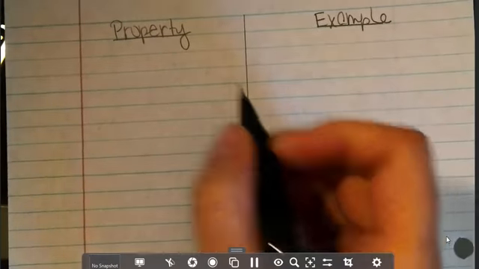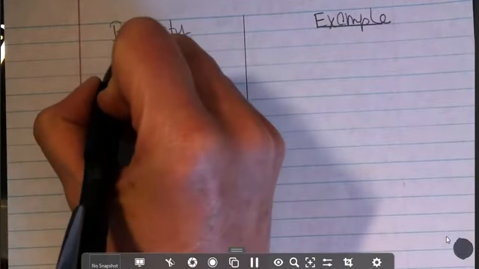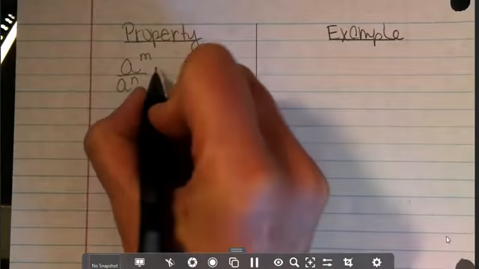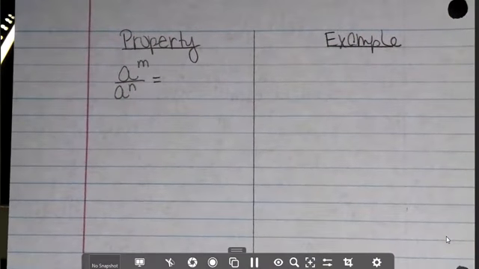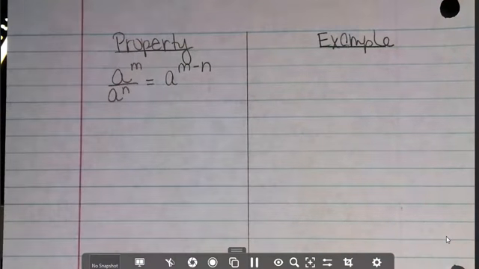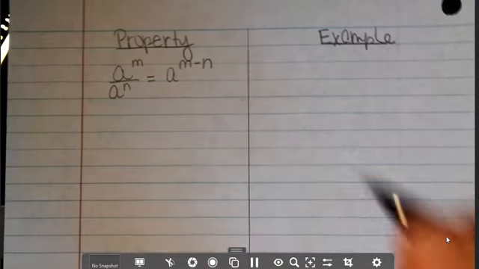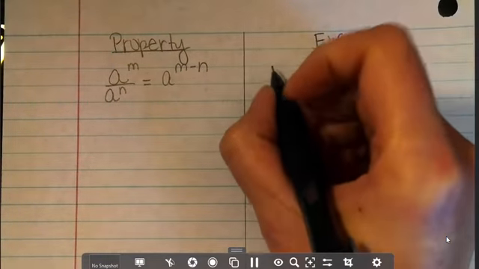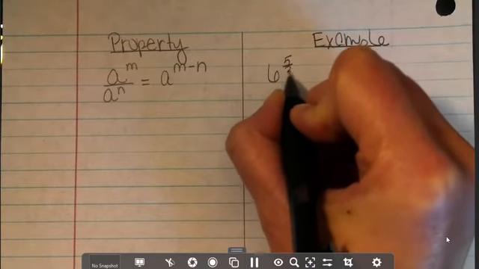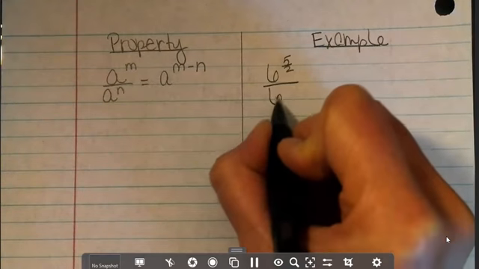Okay, another property that we've learned about in our lives is a to the m over a to the n. So I have like bases being divided. So what I do with the powers then is I subtract them. This is a to the m minus n. Okay, so now let's do that with fraction exponents, or rational exponents. So 6 to the 5/2 over 6 to the 1/2.